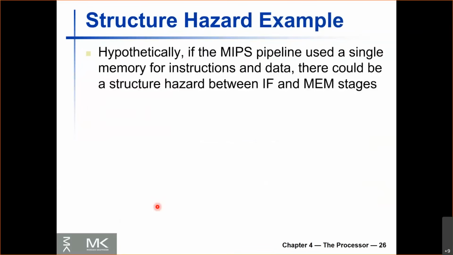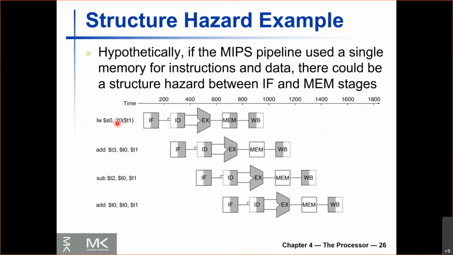So hypothetically, if the MIPS pipeline used a single memory for instructions and data, it doesn't, right? It uses 2 different structures for the instructions and data. But if it did use the same memory for instructions and data, we would have hazards between the instruction fetch and the memory stage. And let me show you how.